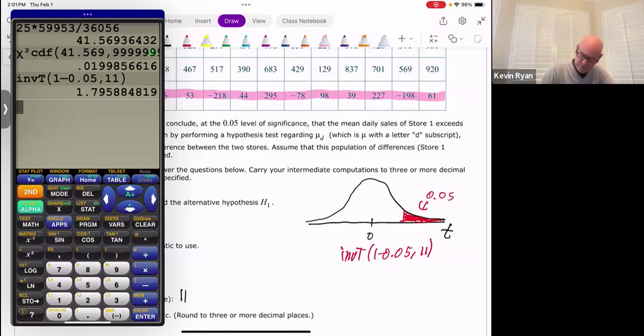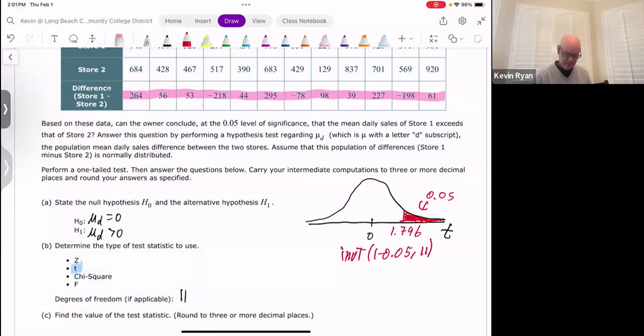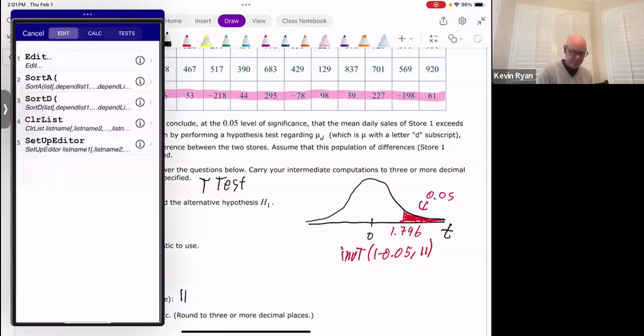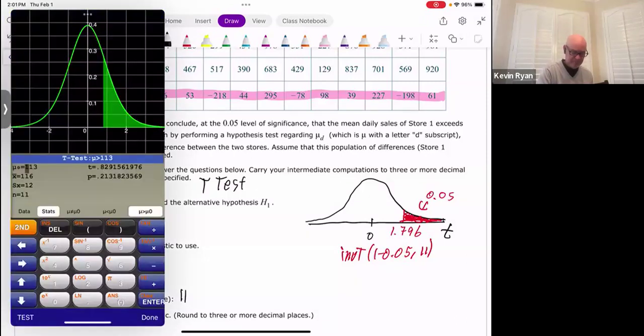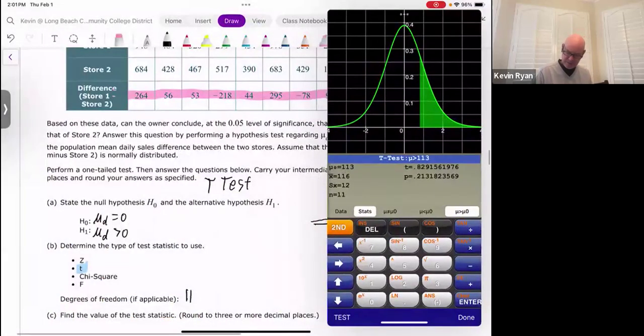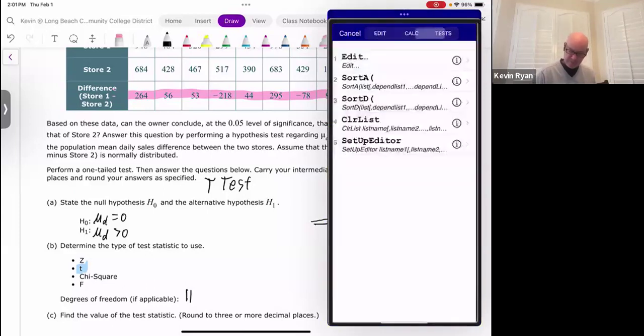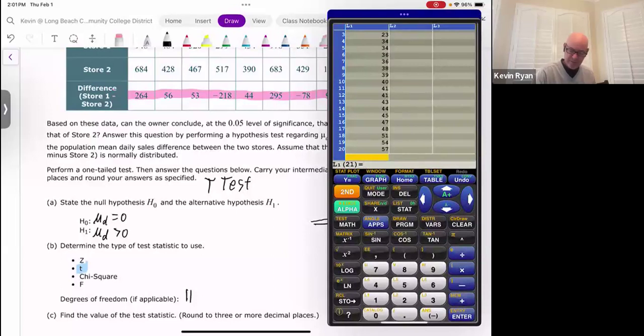This is at 1.796. And I'm just going to run a regular old t-test on this one. Mu in this case is 0. Oh, I got to put this into a list. Didn't put the data in.